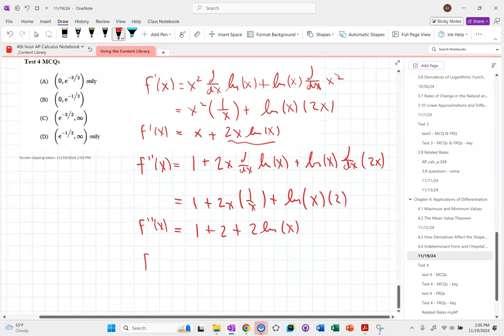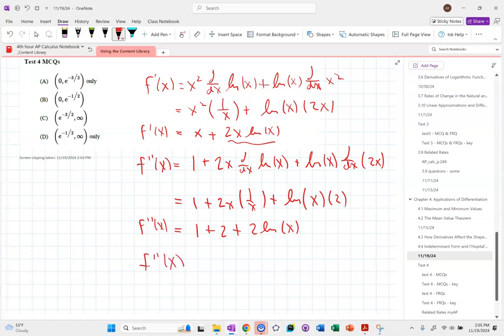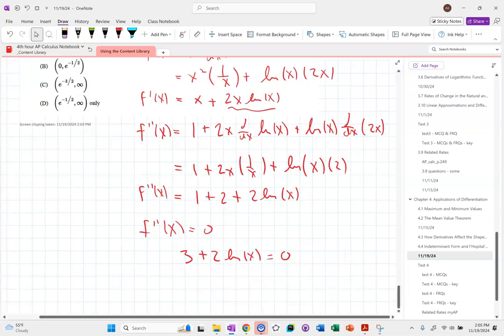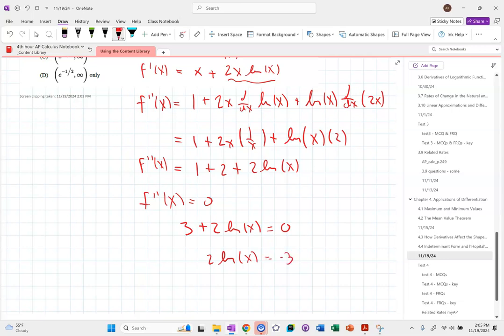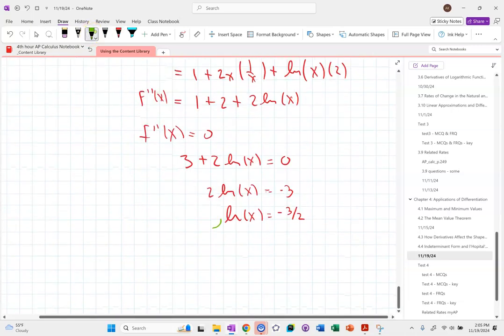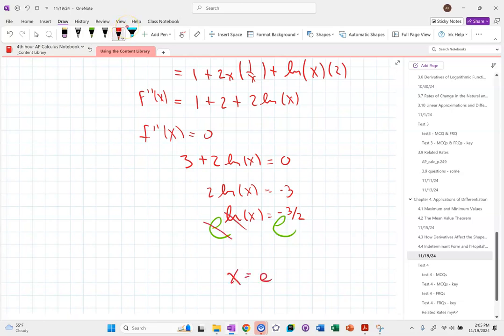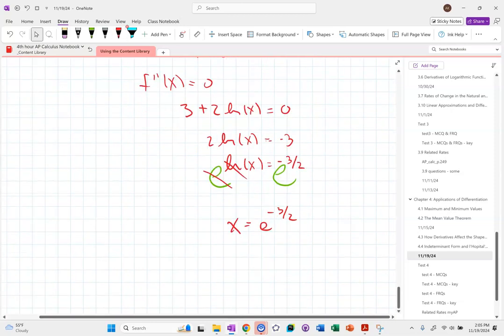So I'm going to take that second derivative and set it equal to 0. So I have 3 plus 2 natural log of x is equal to 0. So I'll subtract the 3 over and then divide by 2. And remember that the natural log is the same as log base e. And to cancel a logarithm, I use the exponent base on both sides. So that's my potential inflection point.